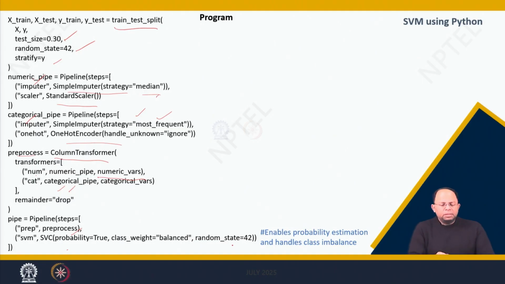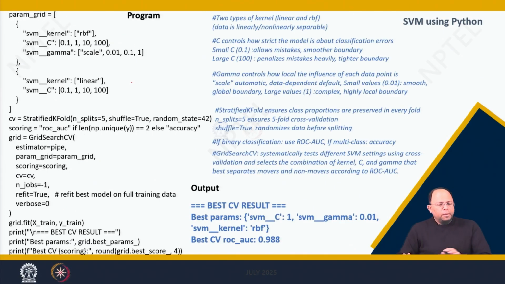Because probability is set to true, we enable probability estimation, not just classification, and it can also handle class imbalance. Class weight is balanced, which means we can divide the classes properly. So we could have done it in one step, but here we are creating two steps: combining them in preprocess, and then creating a pipe with both the preprocess and the model formulation together.